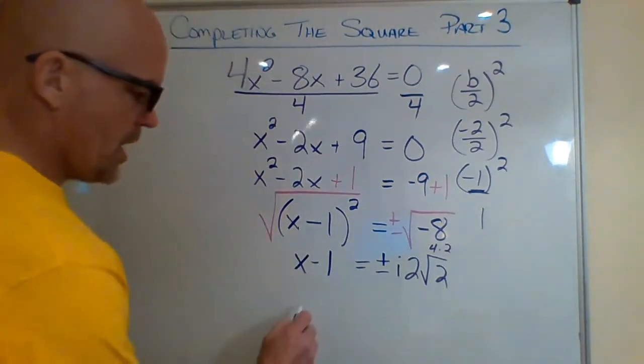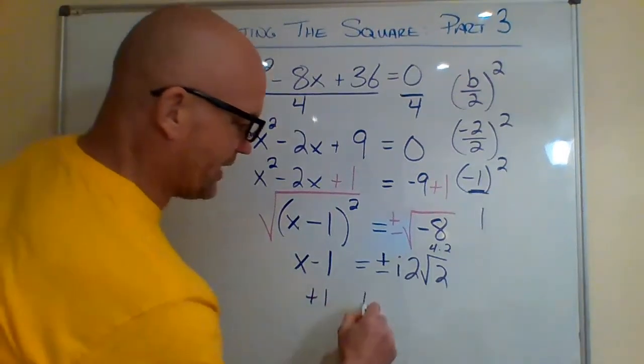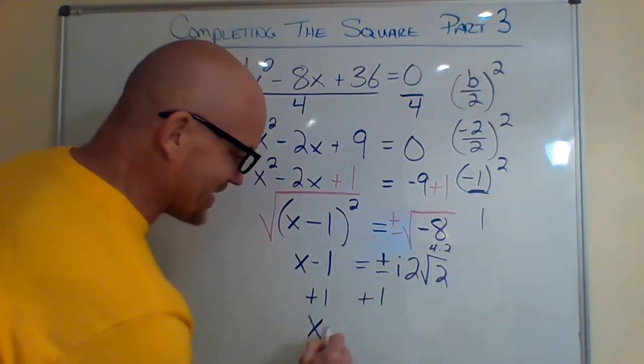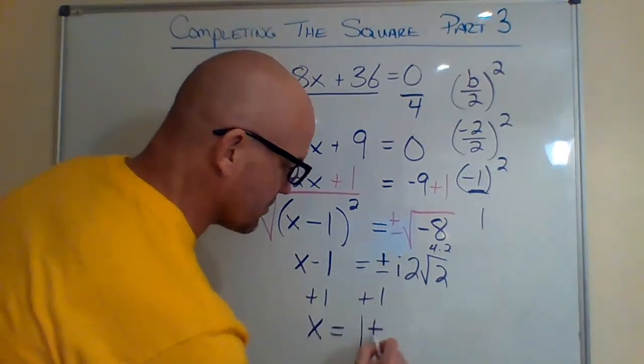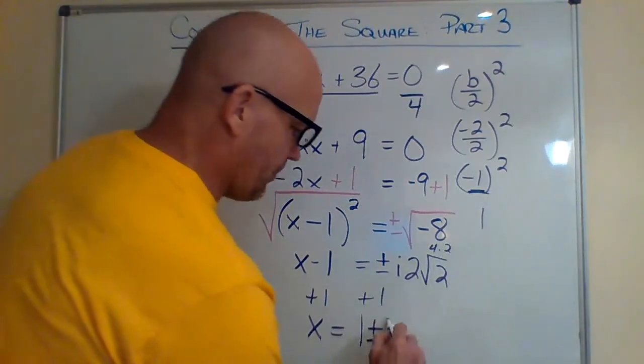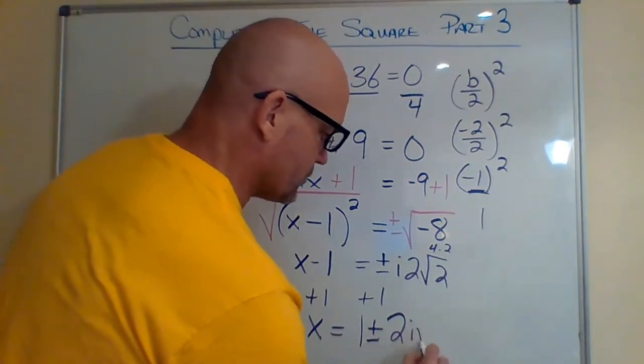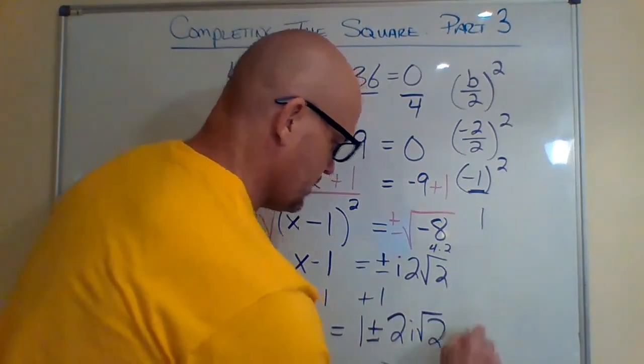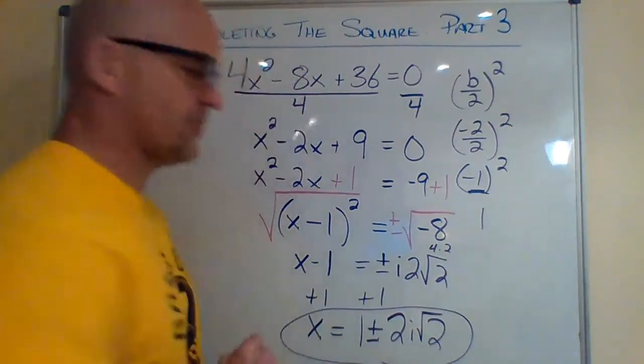So we're going to go ahead and add 1 to both sides. And we're looking at x equals 1 plus or minus, I'm going to clean that up as 2i root 2. So there it is. We can leave it like that.